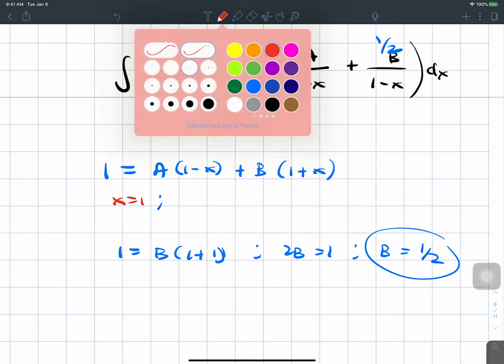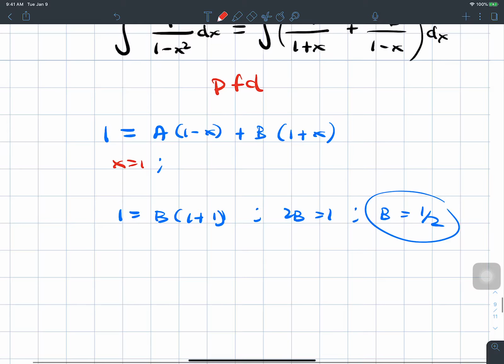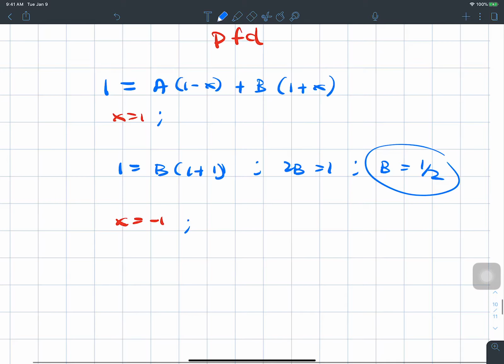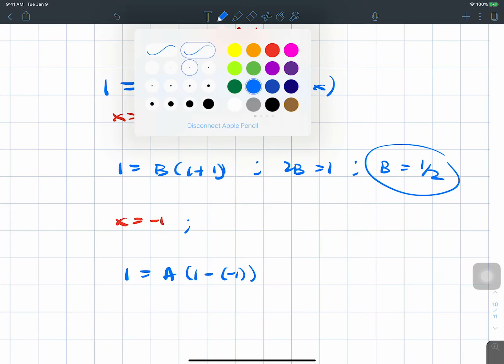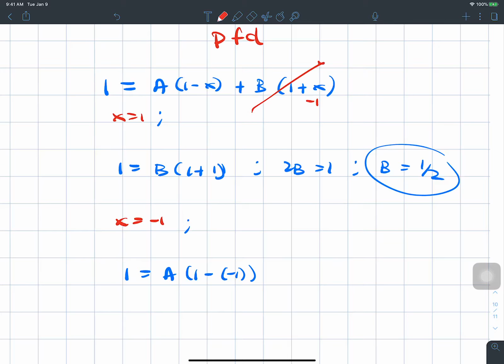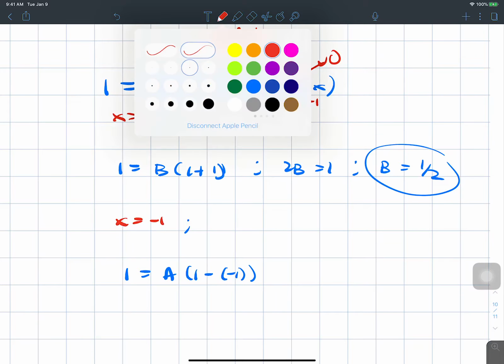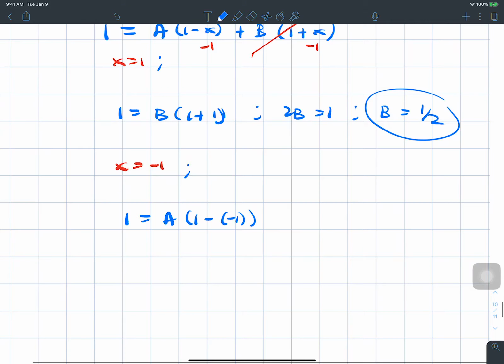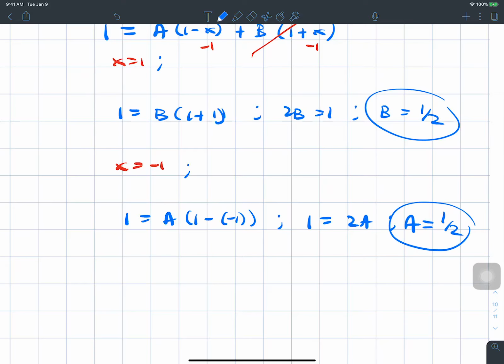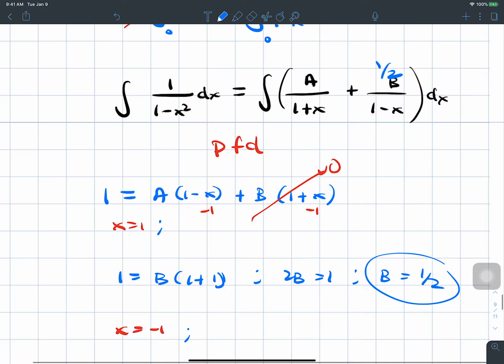And if b is positive 1/2, how do we get a? Well, let's try to get a then. Let x be negative 1 now. When x is negative 1, we get 1 = a(1 − (−1)). Since x is negative 1, remember, this term becomes 0. So we're plugging in that negative 1 everywhere there's an x. What does this give us? 1 = 2a, or a = 1/2. So you have the terms here.